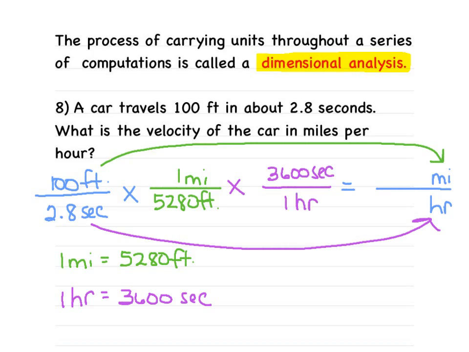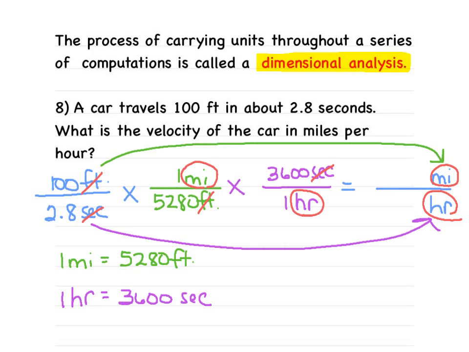Okay? Now, this is the fun part. When I multiply all of these, I'm not only going to multiply the numbers, I'm also going to carry the units through. Remember that when we're multiplying fractions, we're always allowed to cross-cancel any common factors. So I'm going to cancel feet with feet, and seconds with seconds. And so I'm left with miles per hour, which I've written here for you.